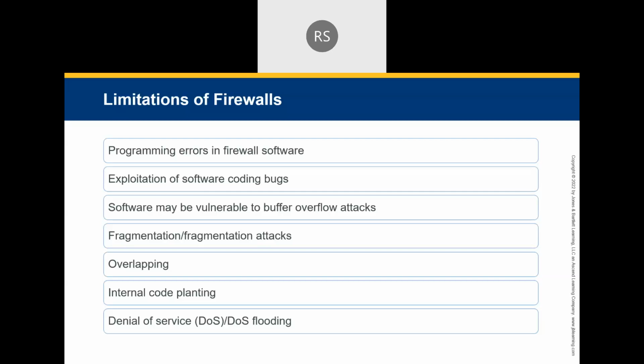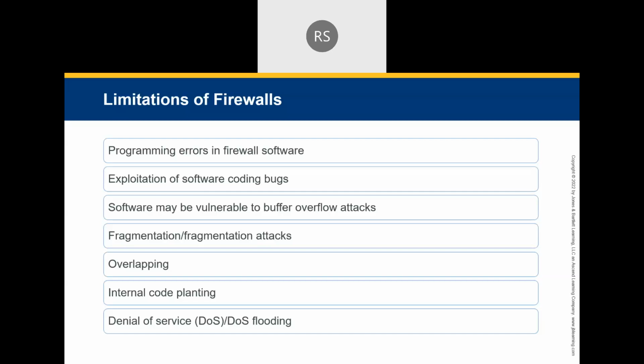Your firewalls may also be susceptible to buffer overflow attacks. That's where an attacker attempts to overflow a program's memory buffer. This can lead to arbitrary code execution or unauthorized access if it is successful. So you want to employ secure coding practices and implement input validation, and this can help mitigate those risks of buffer overflow vulnerabilities.